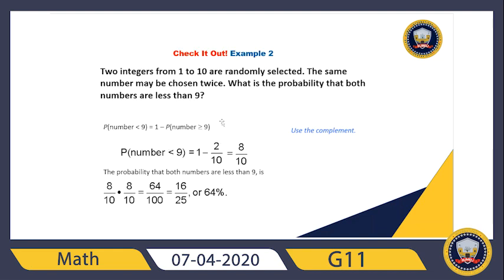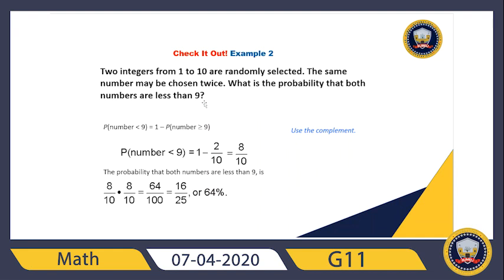In this example, guys, we have to choose two integers out of 10 random numbers between 1 and 10, and we can choose the same number twice. So he's asking me to find the probability that both numbers are less than 9. For example, 1 and 3, 3 and 4. So how do we find the probability of this event?